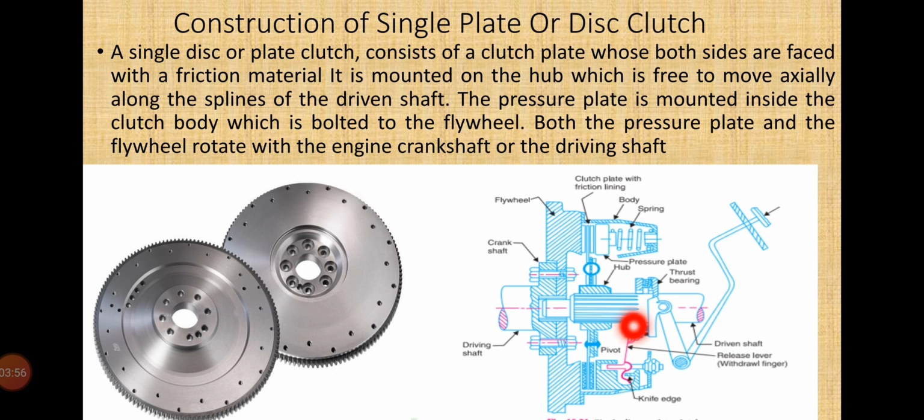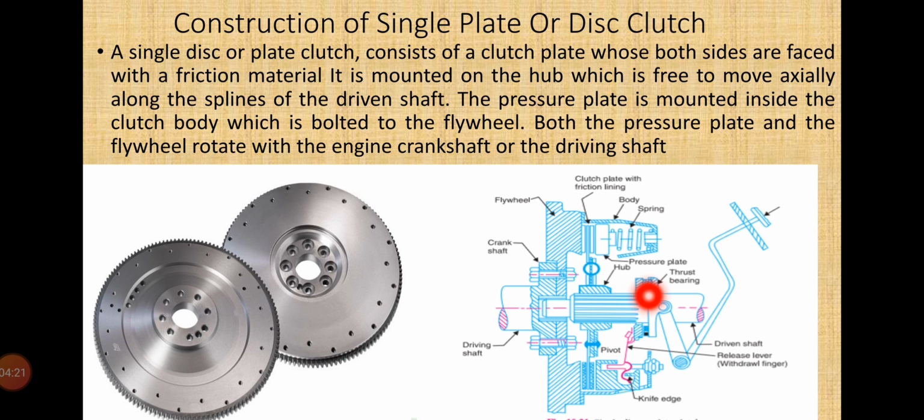The release levers are carried on pivots suspended from the case of the body. These are arranged in such a manner that the pressure plate moves away from the flywheel by the inward movement of the thrust bearing. This is the thrust bearing. The bearing is mounted upon the forked shaft and moves forward when the clutch pedal is pressed.